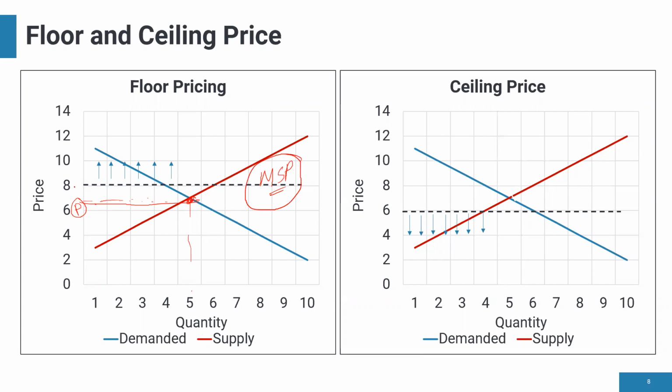So they said this is the price, and below this price no one will be able to sell. So either you sell above this price, or you sell at this price. So this is the minimum support price. You are supporting the farmers, or you are supporting the agriculture sector, by setting a minimum price on their products. So this is minimum support price.